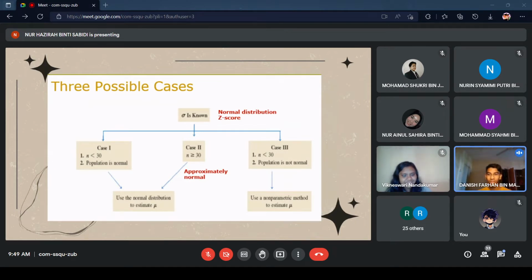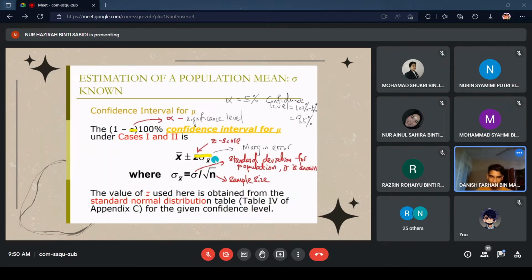The main difference of these three possible cases is case 1 and case 2 use the normal distribution to estimate the mean, but the third case uses a non-parametric method to estimate the mean. Next, I'm going to pass my presentation to Zira to continue the presentation. Thank you.